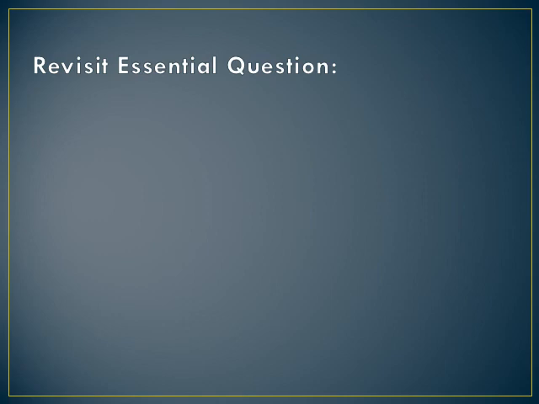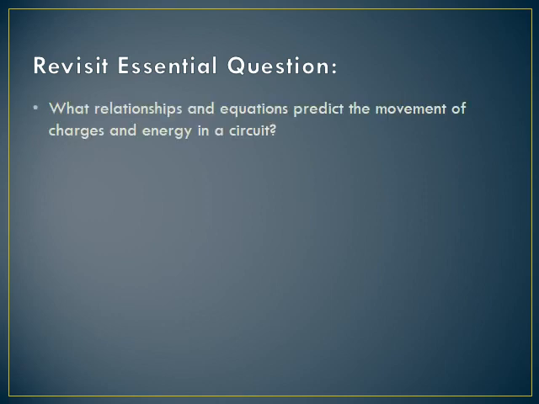So let's revisit that essential question that we started off this video with, which is, what relationships and equations predict the movement of charges and energy in a circuit? Go back and review the variables we've talked about. Voltage and resistance are our independent variables. Current and power are the dependent ones. Review how we can use these relationships between the variables to come up with both Ohm's Law and the power equation for circuits.